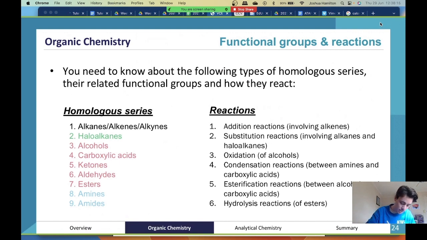It's also the same with aldehydes and ketones. The only reason I've put them in here is because they're quite useful when it comes to our pathway of alcohols to carboxylic acids.